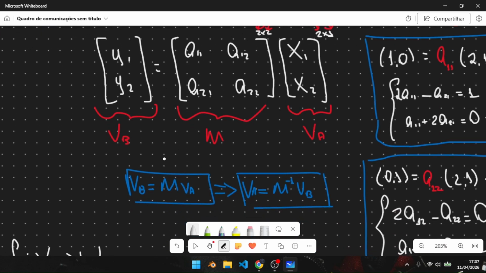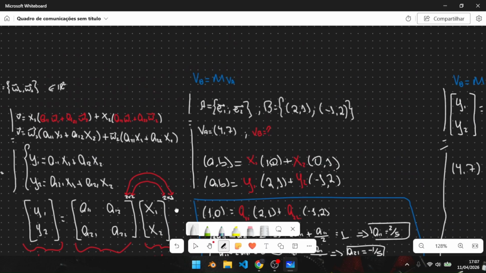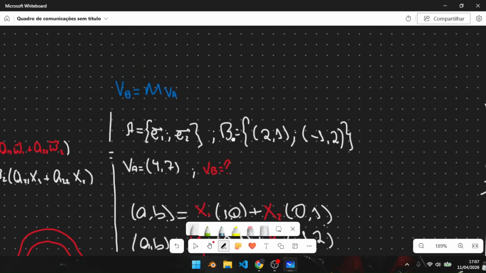What this equation is saying is that we can get a vector V from a vector V if we have this change of basis matrix. But this also implies that we can get a vector A using a vector B if we have the inverse of the change of basis matrix. Okay, so I actually have an example here that I took from my teacher.